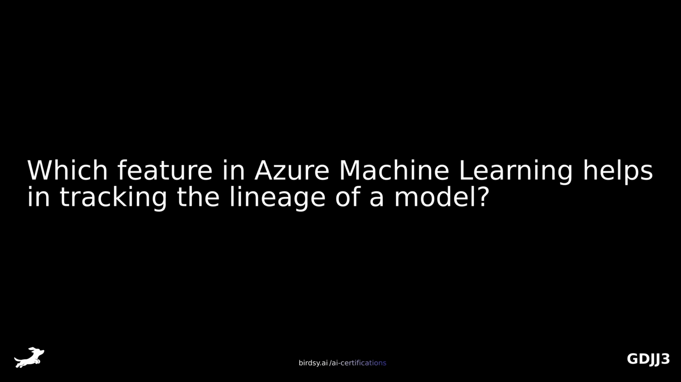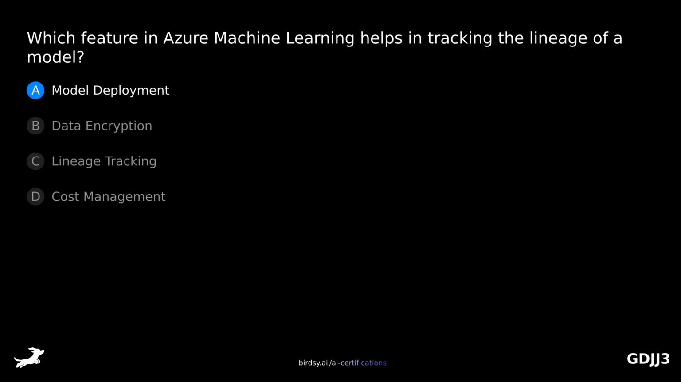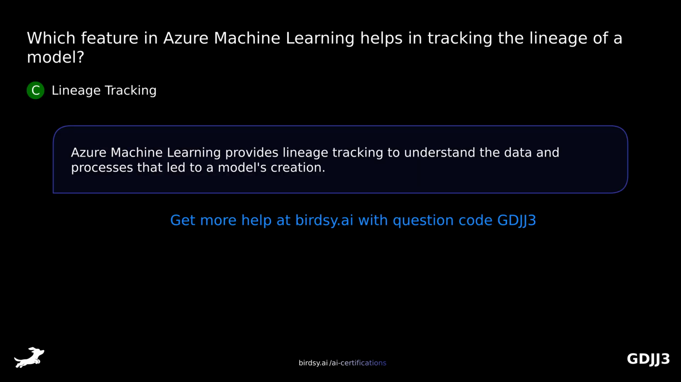Which feature in Azure Machine Learning helps in tracking the lineage of a model? Is it A, model deployment? B, data encryption? C, lineage tracking? Or D, cost management? The answer is C, lineage tracking. Azure Machine Learning provides lineage tracking to understand the data and processes that led to a model's creation.